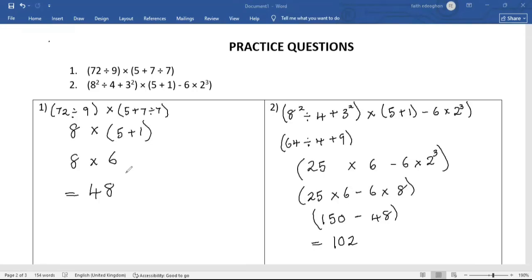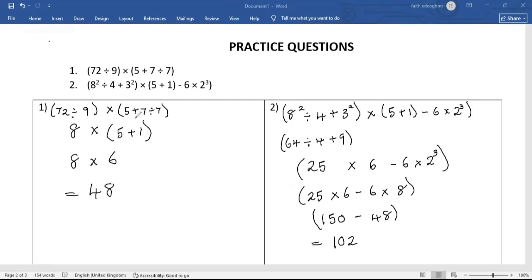Okay, we're back. So question 1 and 2 that I asked you to solve earlier, let's solve it together now. Question 1 is a bracket, 72 divided by 9, close your bracket, times, open a bracket, 5 plus 7 divided by 7, close the bracket. So like we said before, you start with the bracket. I started here with 72 divided by 9, and that will give me 8, times 5 plus 7 divided by 7.